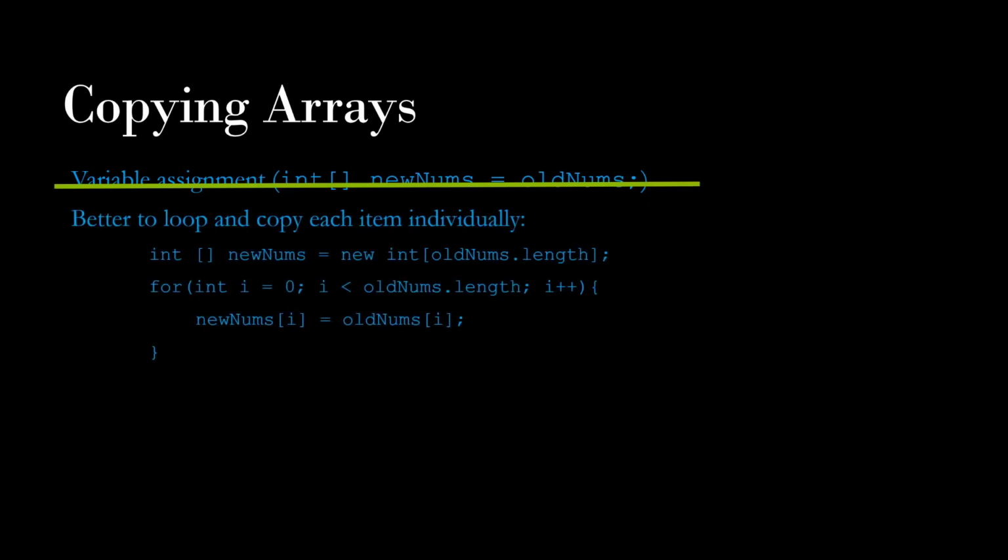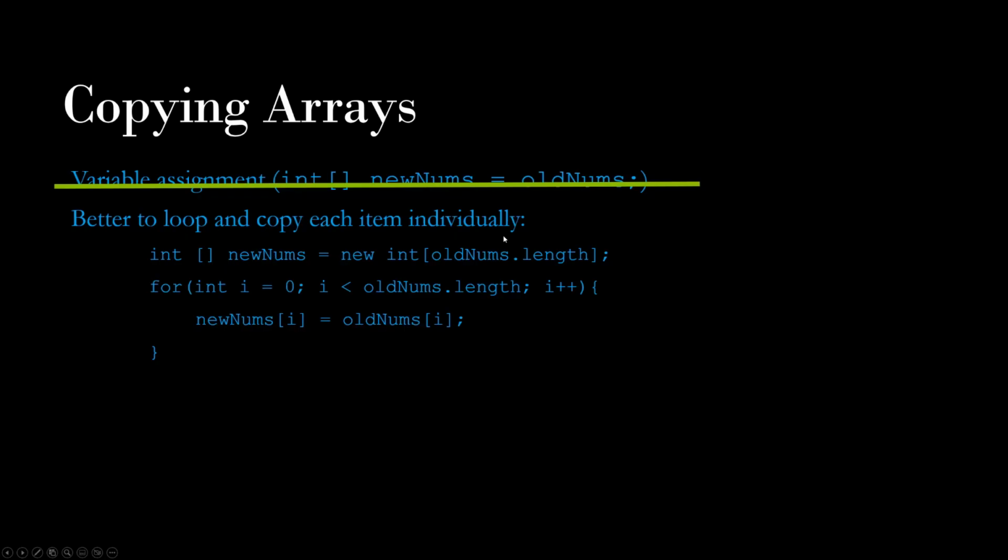So it's better to loop and copy every single item individually, right? Just a simple for loop. An enhanced for loop doesn't really make sense in this case because we're copying the specific values. You could do that with an array list, but not with an enhanced for loop on an array.